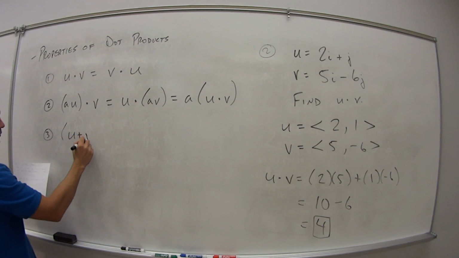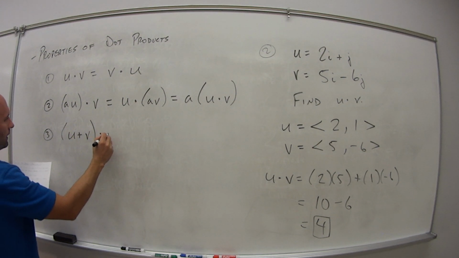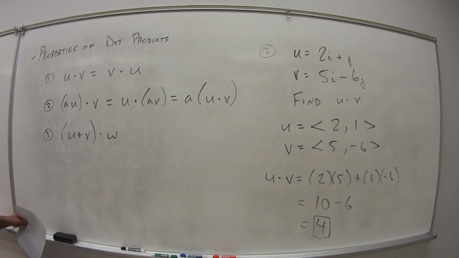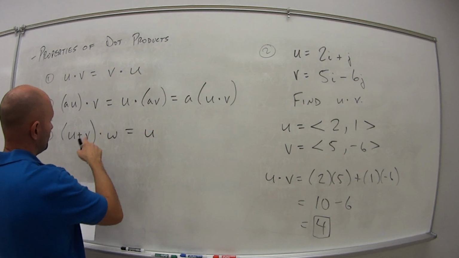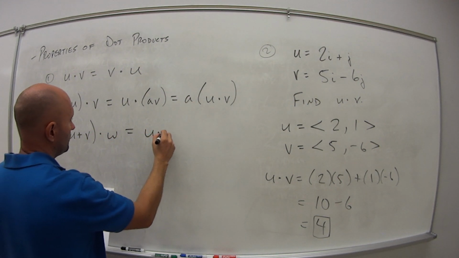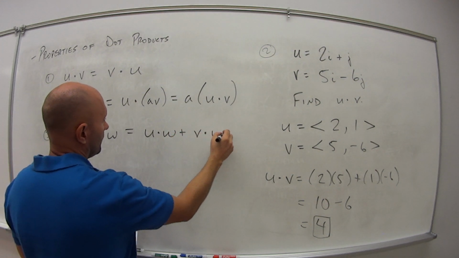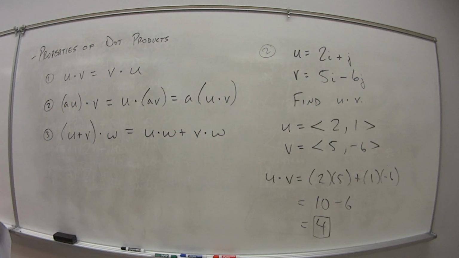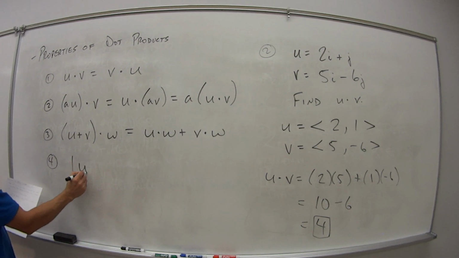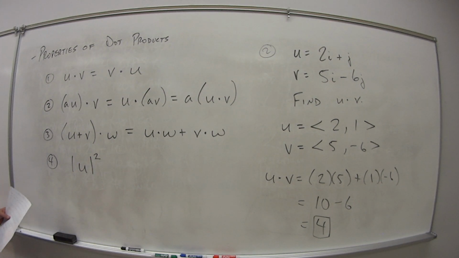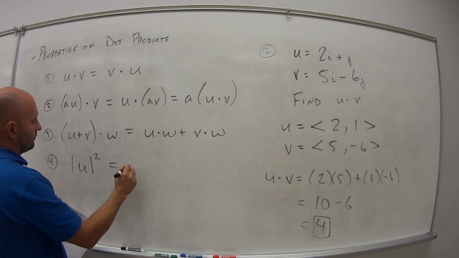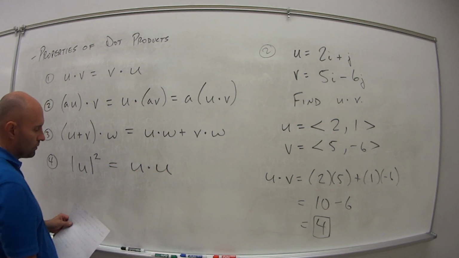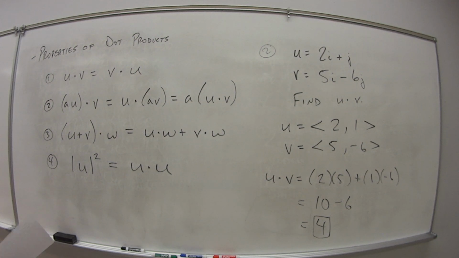If I have two vectors, add them together, and then take the dot product with a third vector, w, this is the same as if I distribute: u dot w plus v dot w. That's the distribution. The last one, if I have the vector u and I square it, this is the same thing as doing u dot u. It gives me the same value.